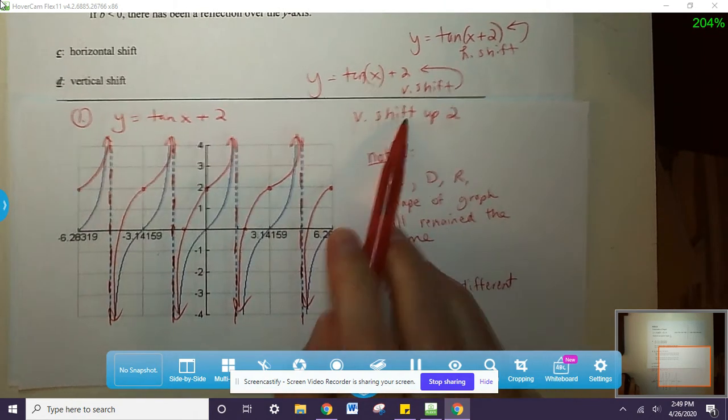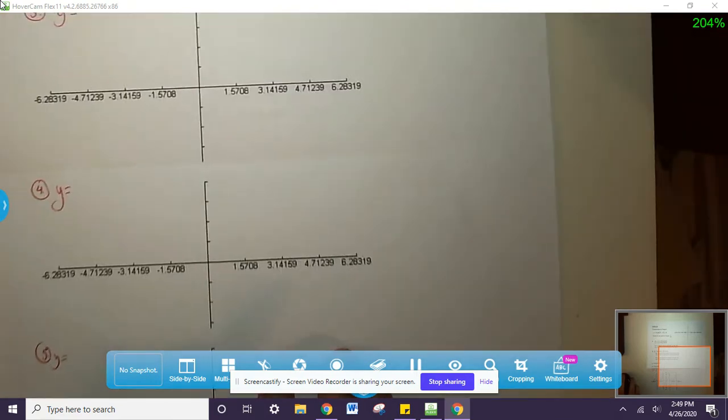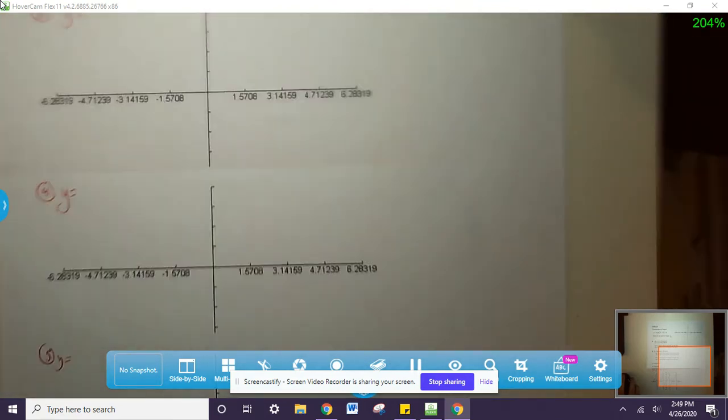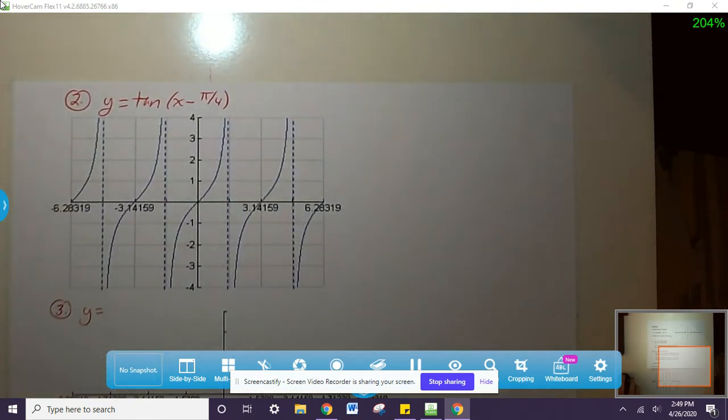I trust that you could move the tangent graph up 3 if I asked you, or down 1 if I asked you to do so. And we'll get more practice with that in the days ahead. But let's continue on now to some horizontal shifts. So up next, we are going to take the tangent graph and move it right pi over 4.